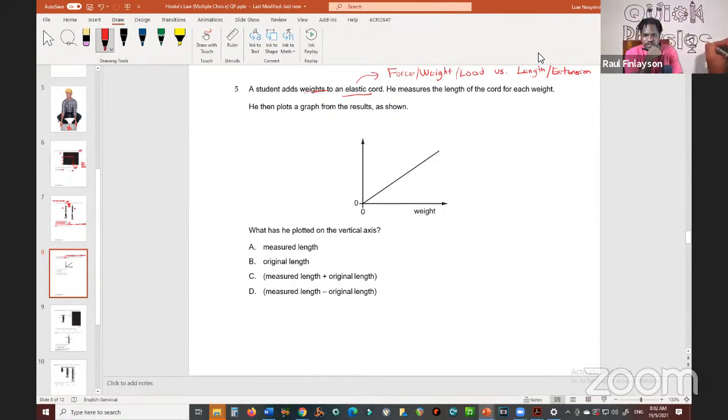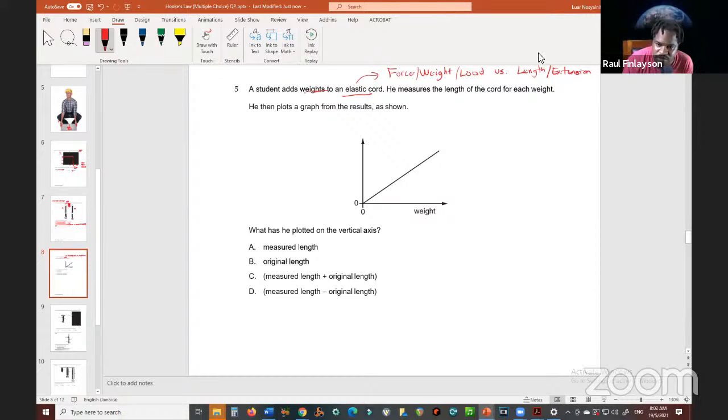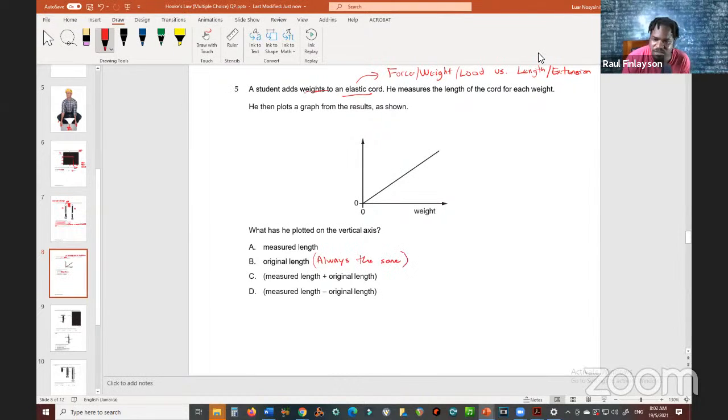So what would he put on the vertical axis? Is it the measured length or the original length? The original length will always be the same, whatever length the card was, so this will be out. Whatever is on this axis must be changing. So is the measured length changing? Is it the measured length plus the original length? Is it the measured length minus the original length?